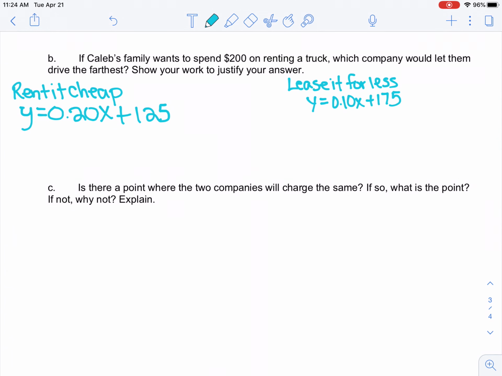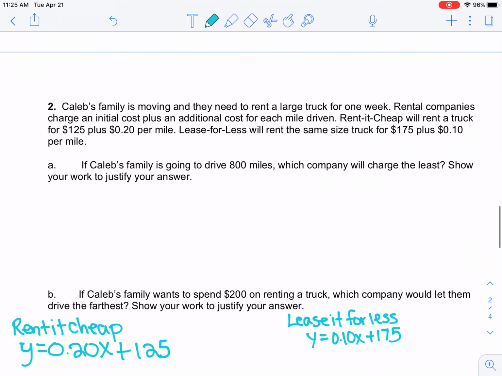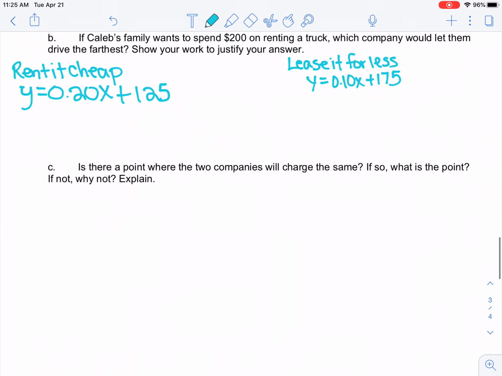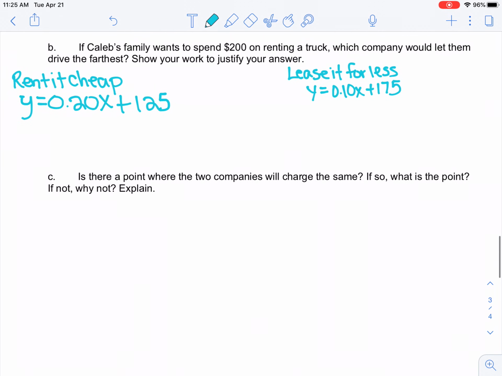All right, there have been some questions on part B and part C of this question. The first thing I hope you did was write the equation. Rent It Cheap rents for 20 cents per mile plus $125. And Lease It for Less says it rents the same size truck for $175 plus 10 cents per mile. So these are the two equations I came up with.